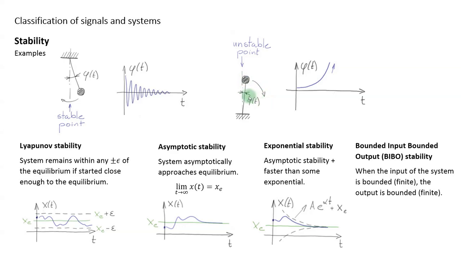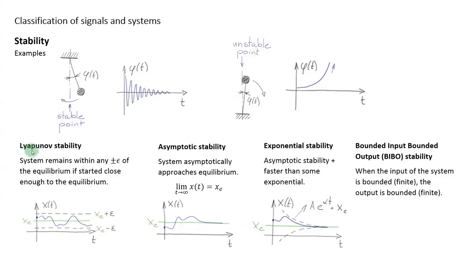When I plot the time course of the angle of the pendulum, I can get something like this. The system does not converge to this point, it runs away from it, so this system is unstable at this point. Mathematically, we have several definitions of stability.